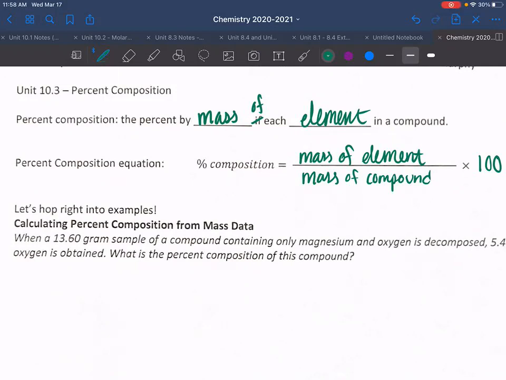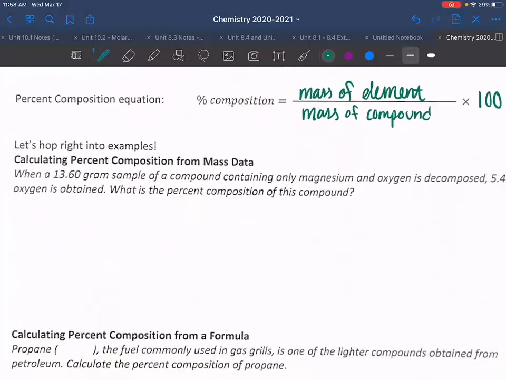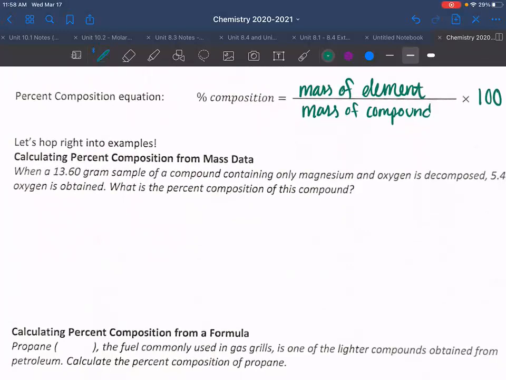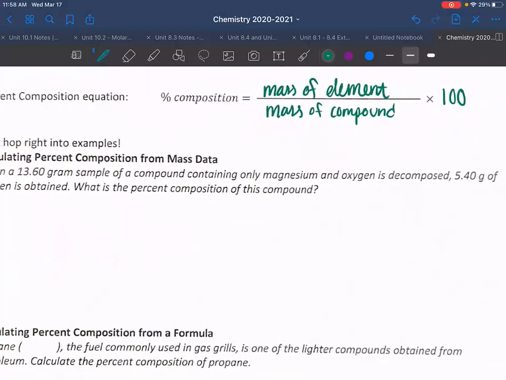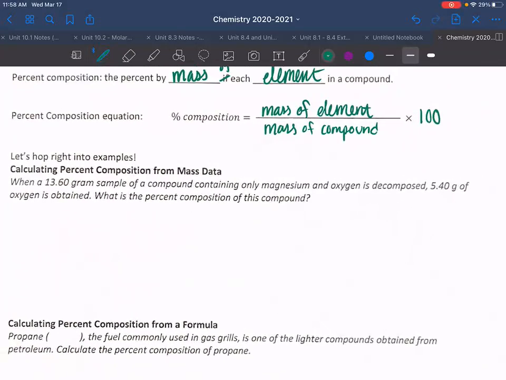There's kind of 3 different ways we can calculate percent composition, and the first of which is from having data that involves the mass of these compounds and elements. So if we have a 13.60 gram sample of some compound that contains magnesium and oxygen, and when we decompose this compound, we find out that 5.40 grams of this is the oxygen. What's the percent composition of this compound?